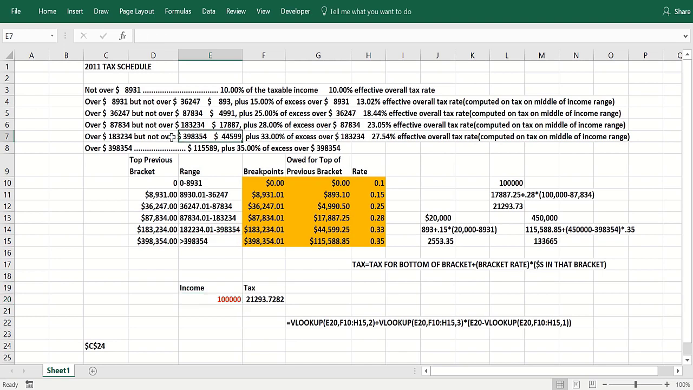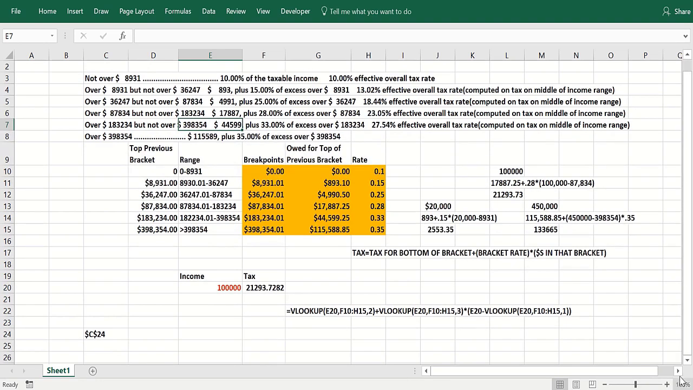So for example, if you made over $183,234 but less than or equal to $398,354, you'd pay what you'd pay for the top of the previous bracket, $44,599, plus a 33% marginal rate on the amount of income you have in this bracket. So how can we lay this out? Well, this is actually fairly tricky.